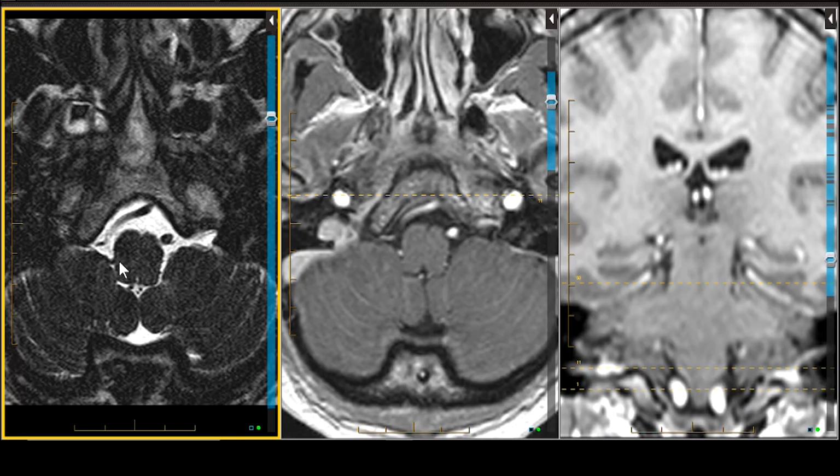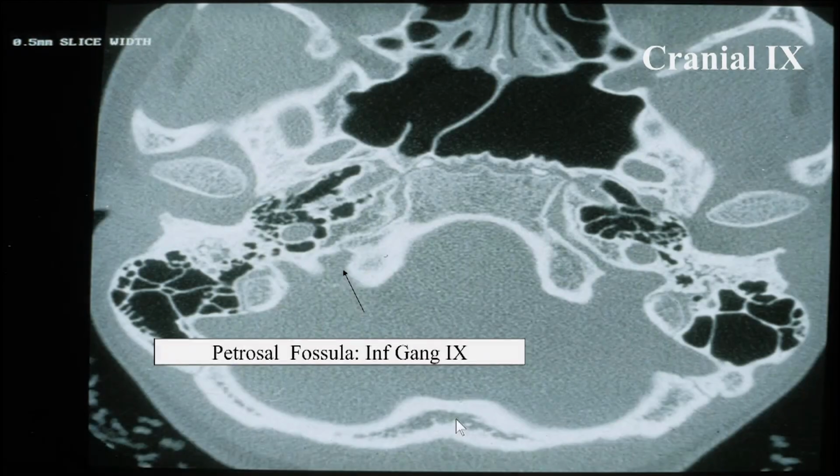Let's have a look at that anatomic information on CT. So on this accompanying CT image, you see a triangular shaped space in the region of the jugular fossa with the jugular tympanic spine, and this is known as the petrosal fossula and contains the inferior ganglion of 9.